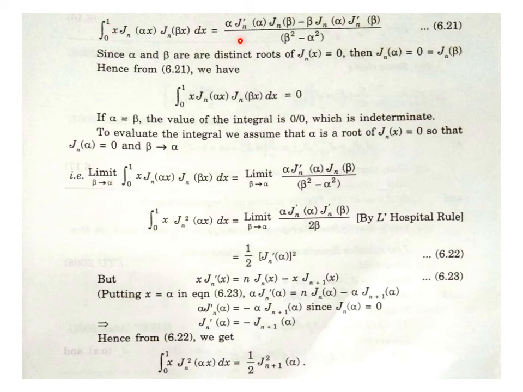Limit beta tends to alpha of the integral from 0 to 1 of x J_n(alpha x) J_n(beta x) dx. The same limit, beta tends to alpha, on the right-hand side, and as we are saying that J_n(alpha) is 0, that term will at least become 0. So we are left with alpha J_n'(alpha) J_n(beta) upon beta squared minus alpha squared, with limit beta tends to alpha. If we check, beta tending to alpha makes J_n(beta) equal to J_n(alpha), which is 0, so the numerator is 0, and beta tending to alpha means the denominator is 0, so it is a 0 upon 0 form.